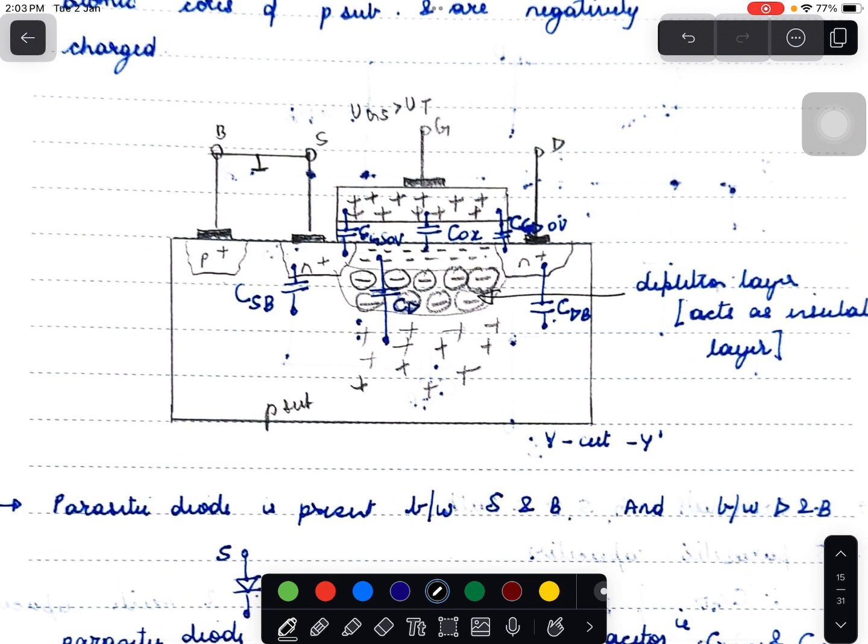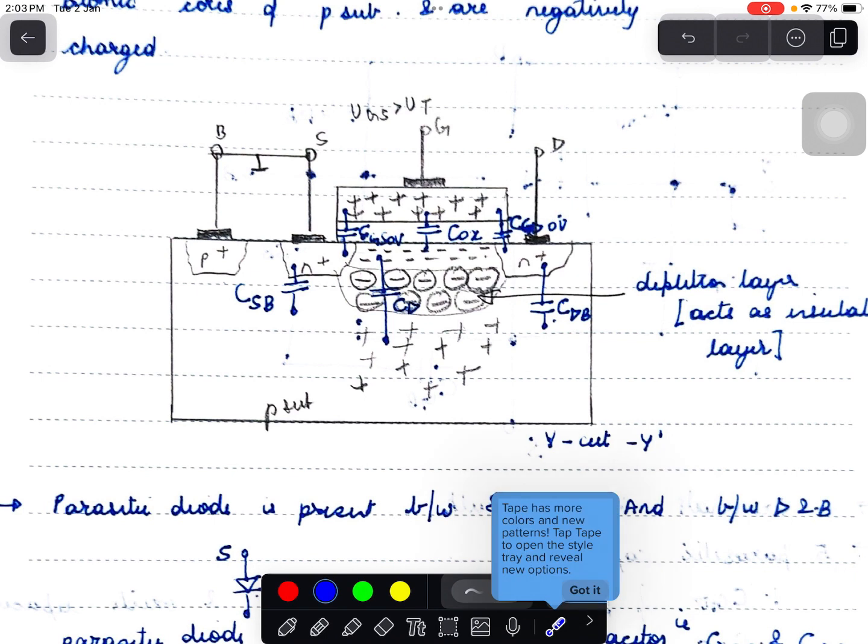So this is the structure of an NMOS transistor. When the gate to source voltage is greater than the threshold voltage, there are positive charges present on the gate, that's shown here. We have a dielectric region of thickness T, and when VGS is greater than the threshold voltage, we have the charges, that is the free electrons in the channel. So this forms a capacitor.